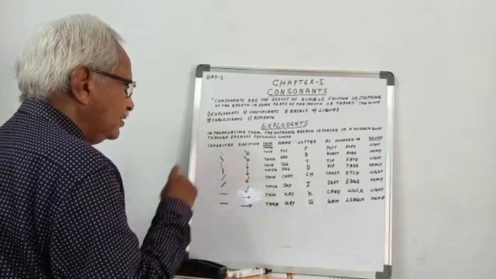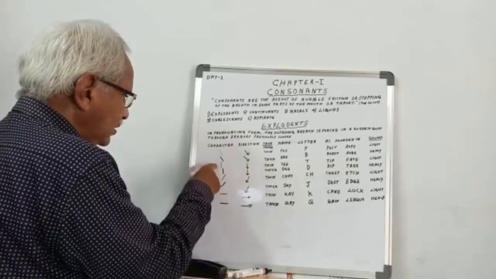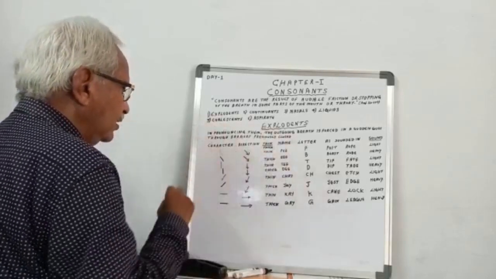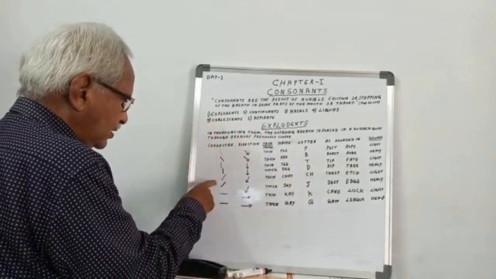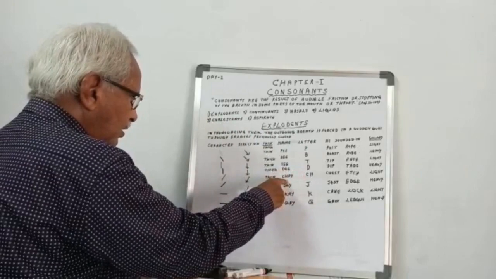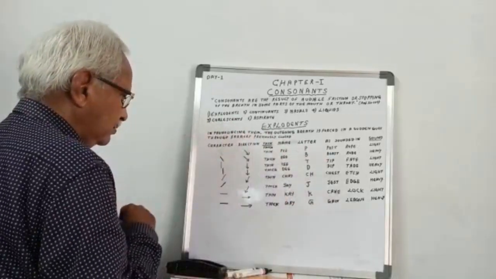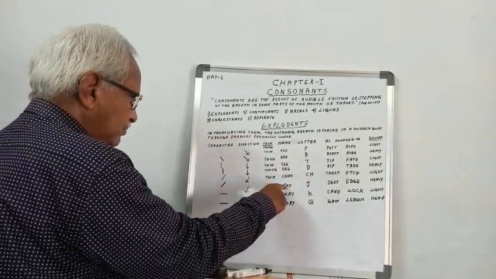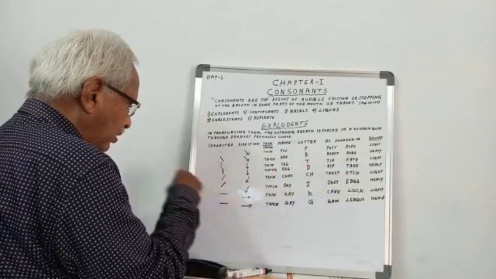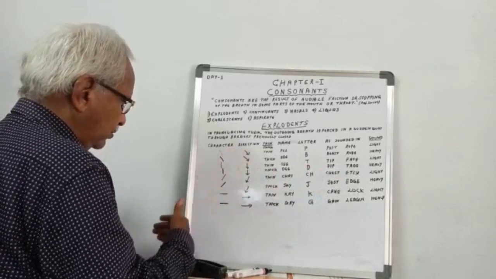Light sound, T. Then next, D. Same as T, but it is thick. Its sound is heavy. D. Next, Che. It's not CH. Its sound is Che. It's a light stroke. Then J. J is heavy. Same as Che, heavy stroke, dark stroke. It's a right to left, downward stroke.